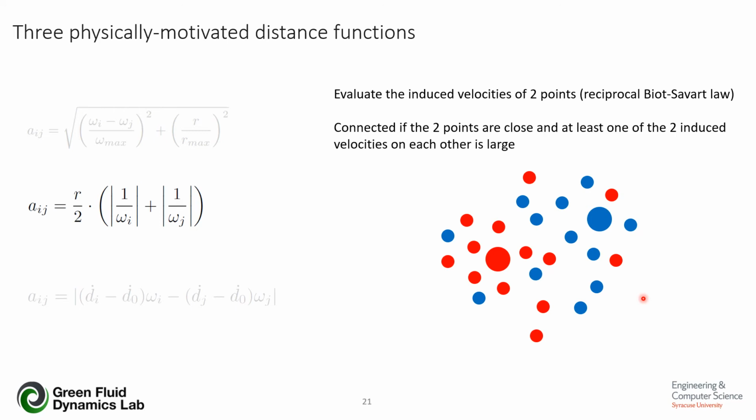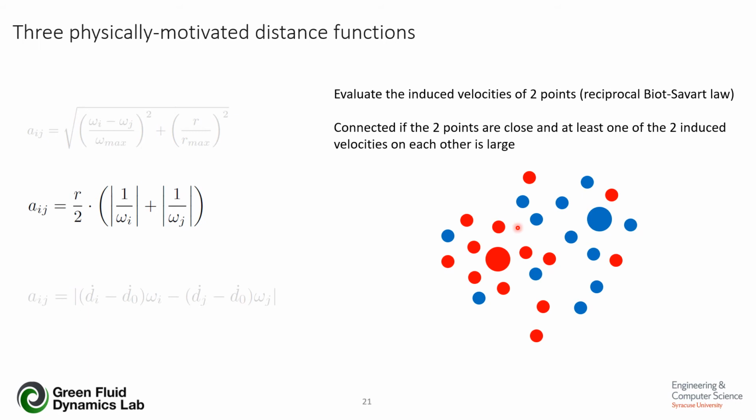For a flow field like this, we have 2 dominant vortices and some weak vortices surrounding them. This one rotates this way, and this one rotates this way. Under this criterion, 2 points could be connected when they're close in location, and also at least one of their induced velocities is large on each other.